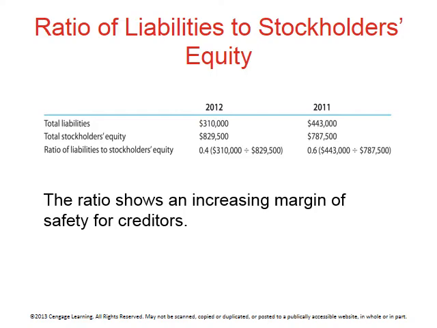In 2011, it was 0.6. So you want this number to actually go down. When this ratio goes down, you have fewer liabilities relative to stockholders' equity, so there's actually a higher margin of safety for the creditors.